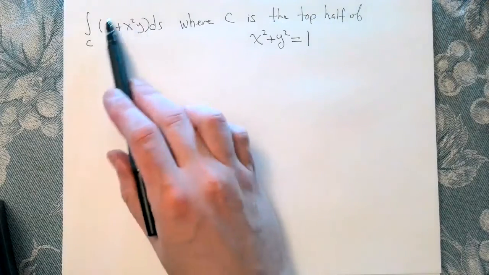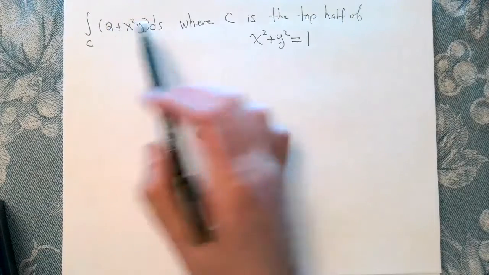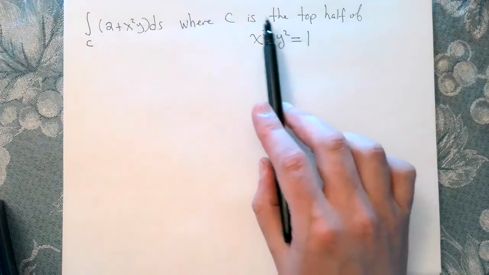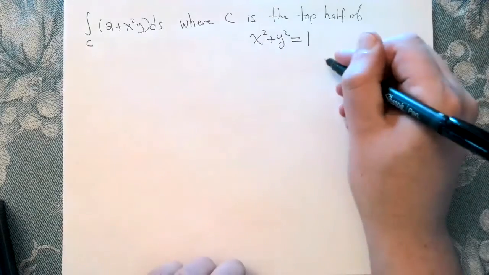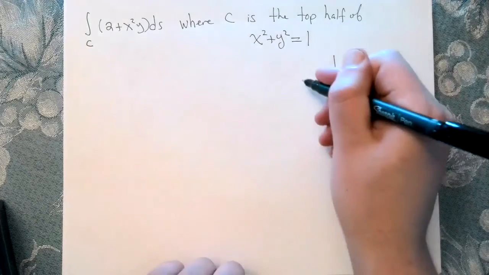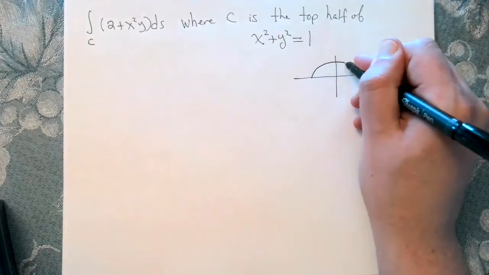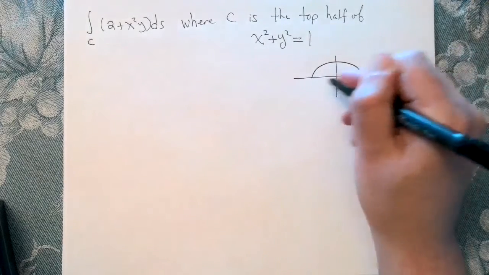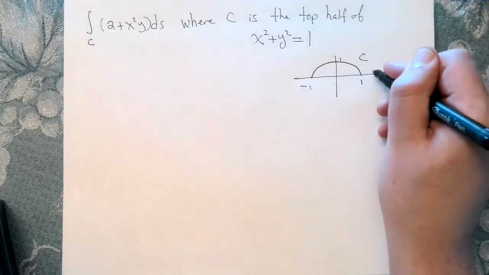Okay, so again here, if we want to think about this as the mass of a wire, this is my density function. And then my wire is represented by the curve C, which is the top half of the unit circle. So our first goal should be to parameterize our curve C. So let's take a look at this situation. We have the top half of the unit circle. Okay, so this is the curve C.